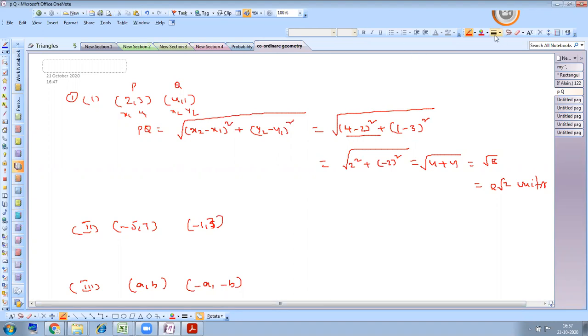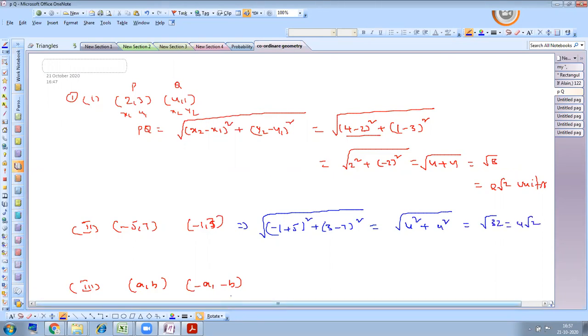Sir, second one 4 root 2. Sir, third one 2b, sir. Let me check. What is the first one's answer? 4 root 2. 4 root 2 is the right answer. Root 32 will be the answer, that is 16 into 2. 4 root 2 is the right answer.